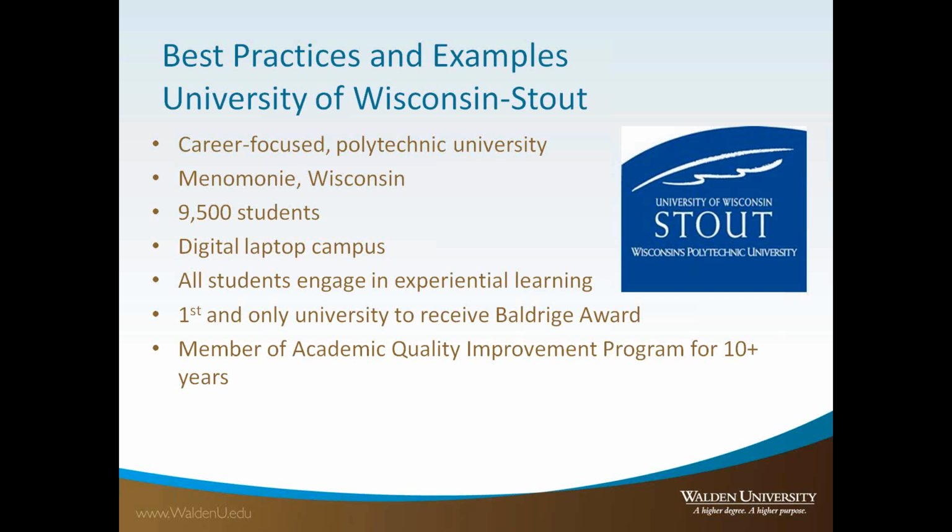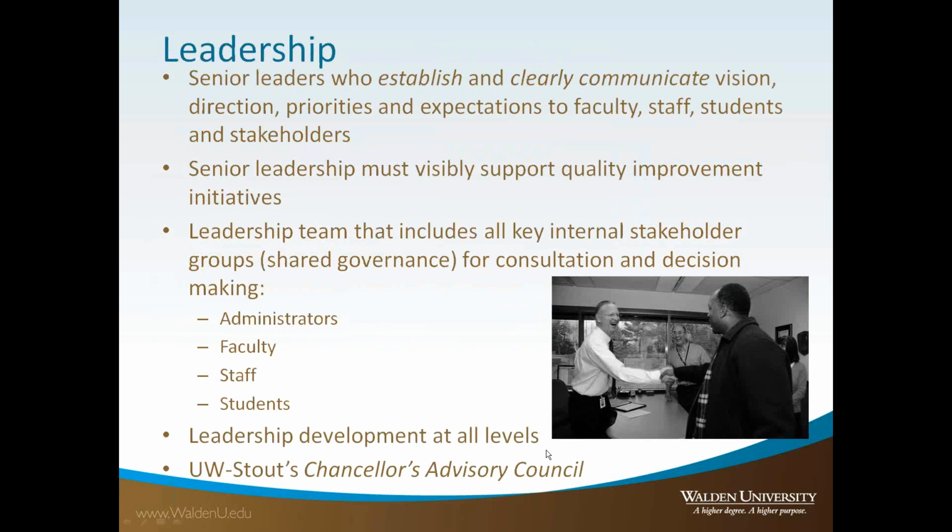UW-Stout is, I think, a rather unique institution. There's really no attempt to be all things to all people. It's very career-focused, about 9,500 students. UW-Stout was one of the first campuses in the country to become a digital laptop campus in the late 1990s. All of the students engage in experiential learning, meaning they do a co-op, an internship, or student teaching prior to graduation. We're the only full university to have received the Baldrige Award, and we've been in the Academic Quality Improvement Program for more than 10 years, as has my current institution in Illinois.